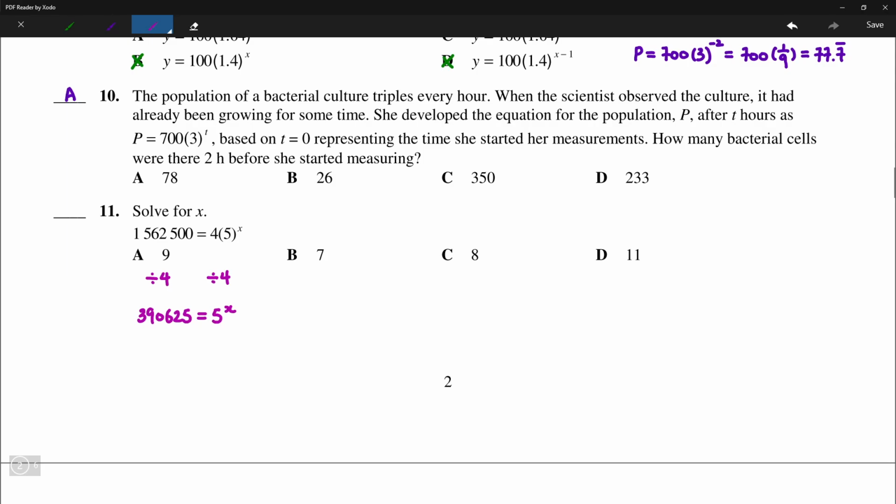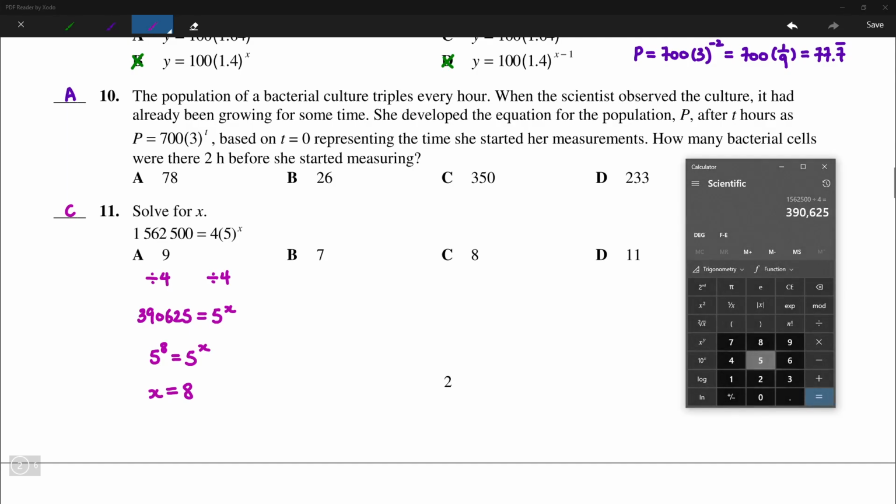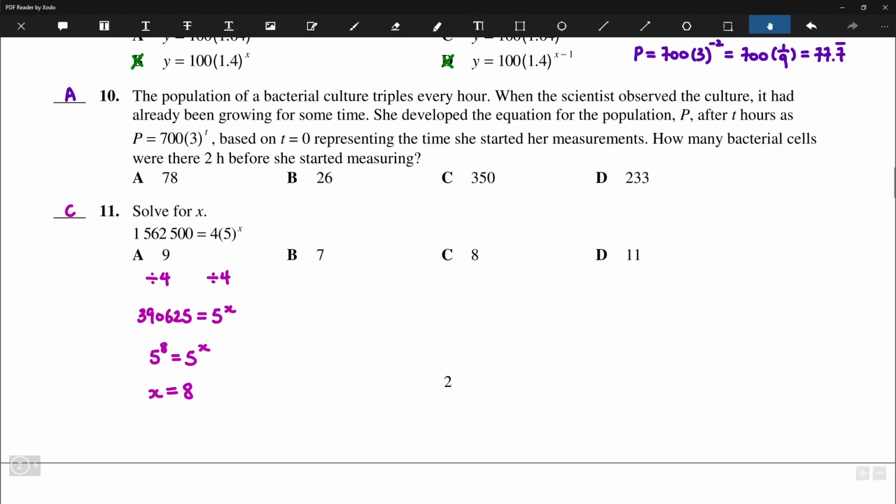And then what we can do is rewrite 390,625 as a power of 5. So that's 5 to the 8th power. And so we get x is equal to 8. So the answer is C. Okay, just double check that here. 5 to the power of 8 is, okay, so that's correct. All right, so let's move on to number 12.